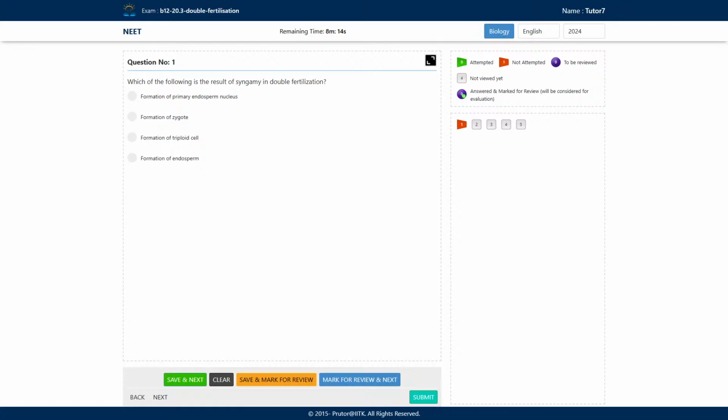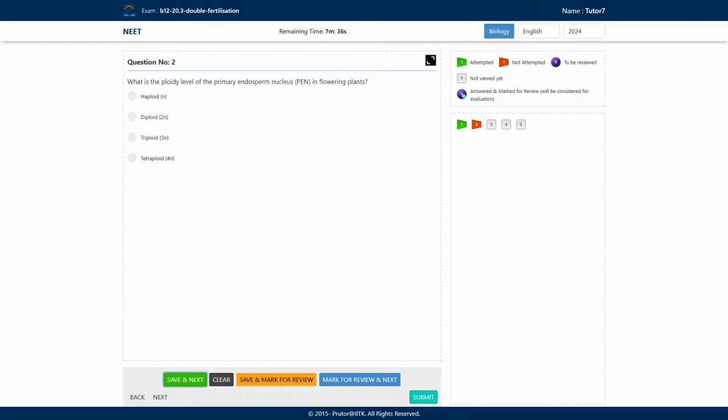So you all know better. Formation of primary endosperm nucleus is the result of the triple fusion, right? So this could not be the answer. Formation of triploid cell, again that is the central cell only. And formation of endosperm is again talking about the triple fusion only. But the formation of zygote is the result of syngamy, and that is part of the double fertilization. So I'll opt for the second option and save and move to the next question.